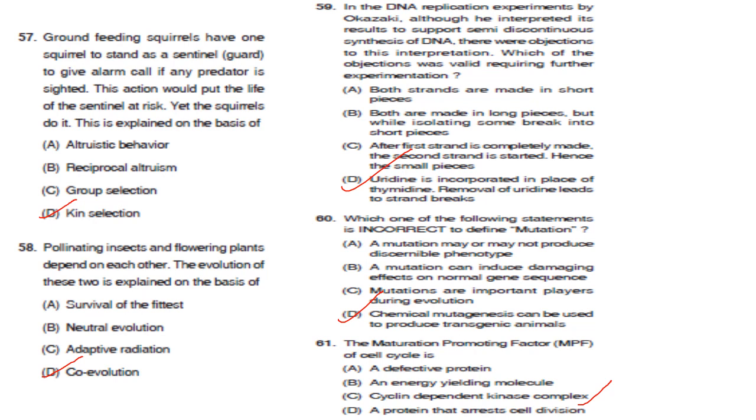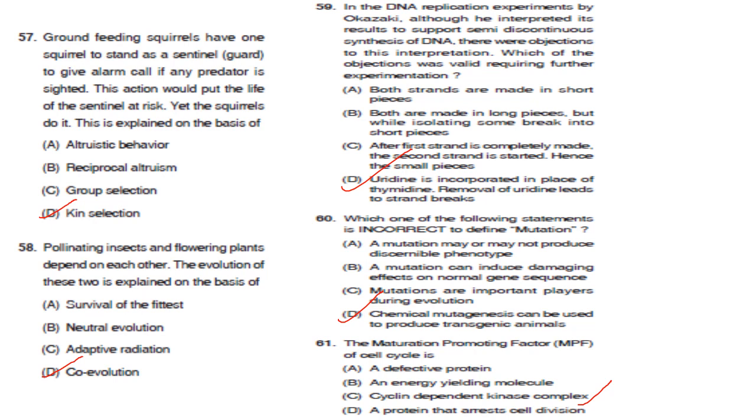So the answer here is option D. That is, uridine is incorporated in place of thymidine. Removal of uridine leads to strand breaks. So this was the objection. So answer is option D.